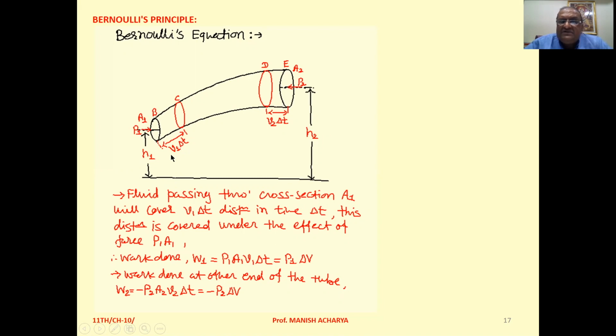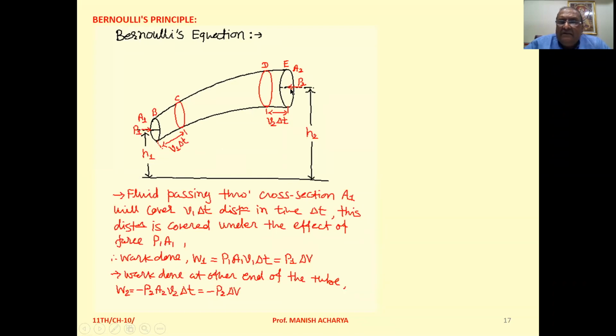V1 delta t, means the work done at left end, that is W1 equal to force P1 A1 into displacement V1 delta t. But A1 V1 delta t, that is the volume of the fluid passing through this cross section in time delta t. So we can write that is P1 into volume delta V. Now at right end of the tube, say it is at height h2, and here h2 is greater than h1.